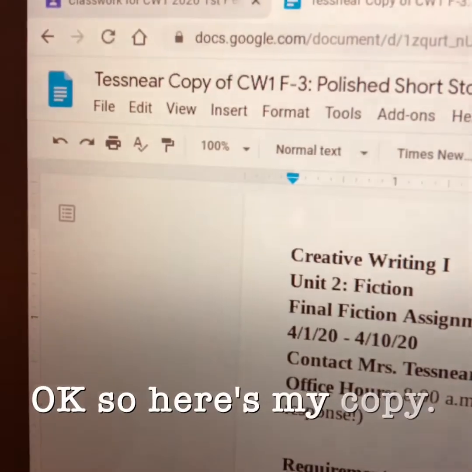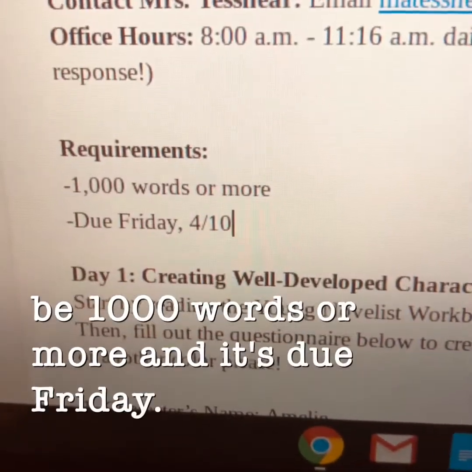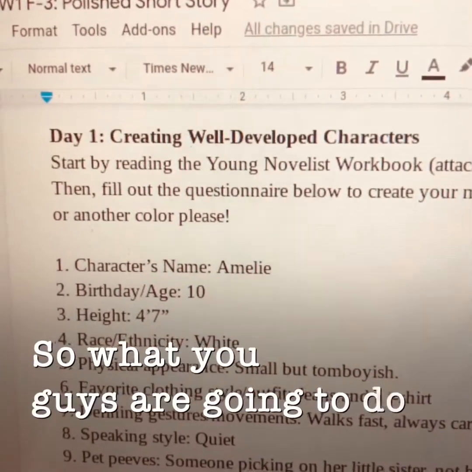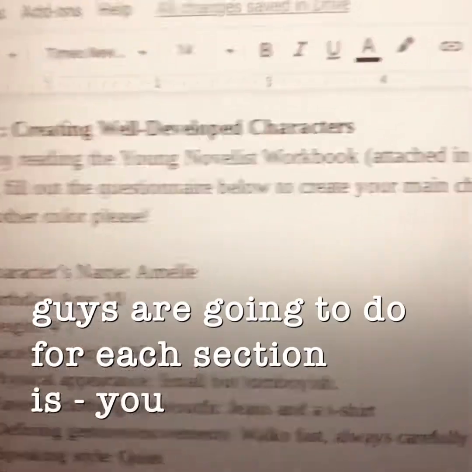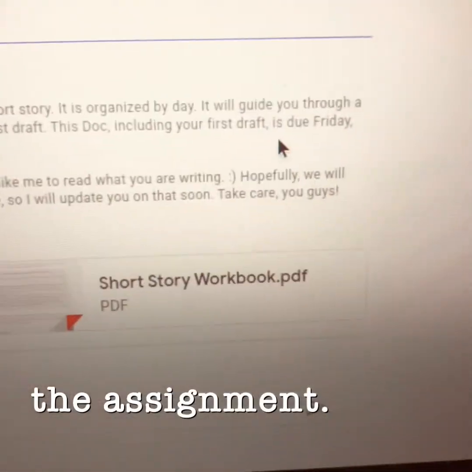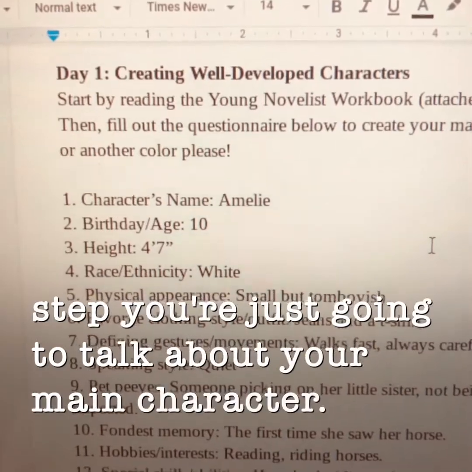Okay, so here's my copy. Remember, it should be 1,000 words or more, and it's due Friday. Step 1, characters. So what you guys are going to do for each section is you can read the workbook that I put in Google Classroom, which is right here in the assignment.